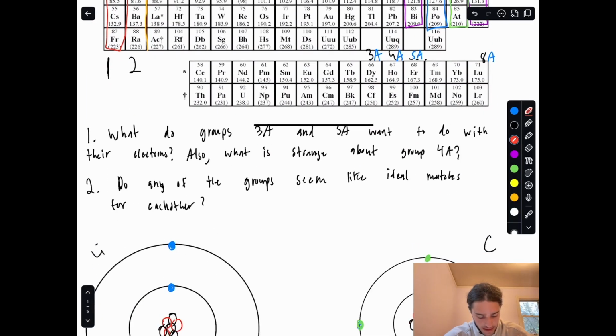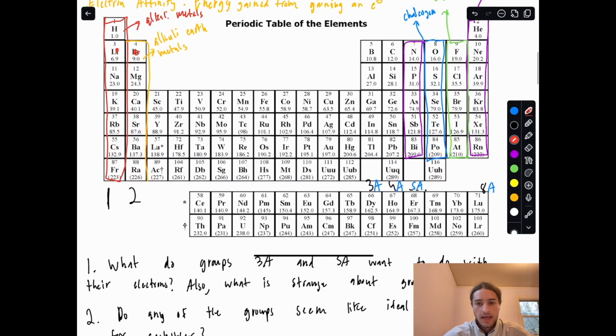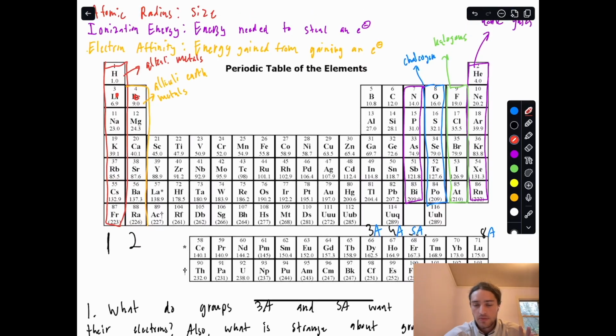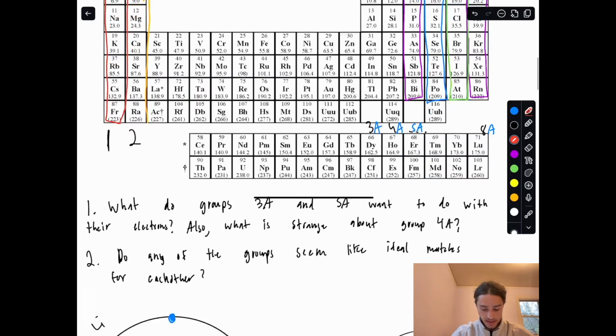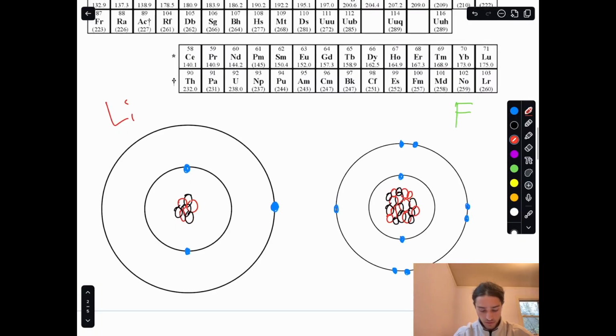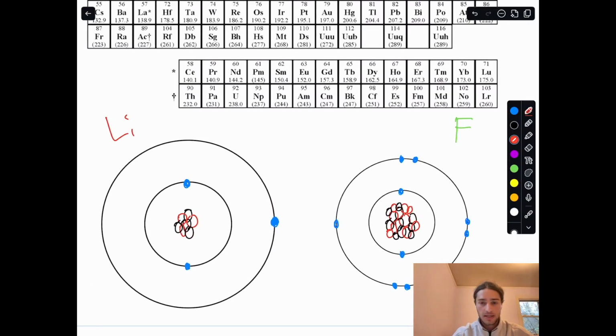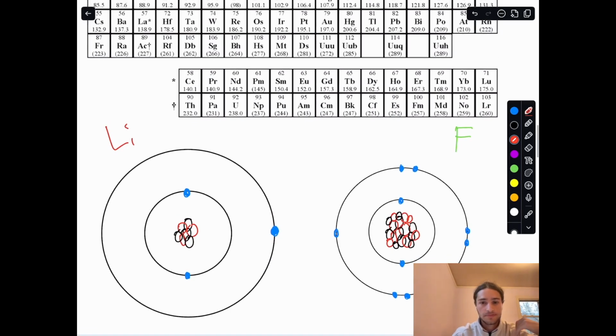All right, and then the next question was, do any of the groups seem like ideal matches for each other? And maybe that question's a little oddly worded, but what I was going for with this was the fact that if you think about what a halogen wants, which is to gain exactly 1 electron, and you think about what the alkali metal wants, which is to lose exactly 1 electron, they seem like a perfect match, right? They're both doing what the other one wants. So I went ahead and drew that here. So on the left, we have lithium, and on the right, we have fluorine. They're the first member of each of those groups.